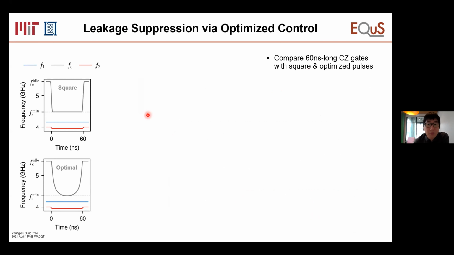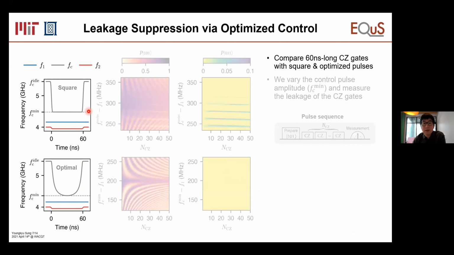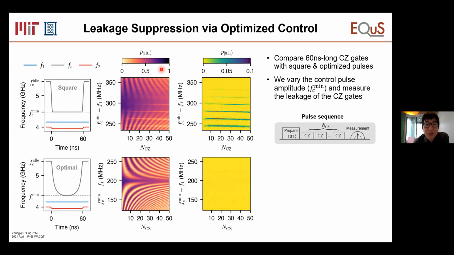To assess the performance of our optimized pulse shape, we compare it to a simple square pulse. In these 2D maps, we measure coherent leakage from the 101 state to the 011 state. This is the coupler excited state, or the leakage state. So here we measure this coherent leakage from here to there as a function of the number of CZ pulses and as a function of the pulse amplitude for the coupler pulse, which corresponds to this black curve.